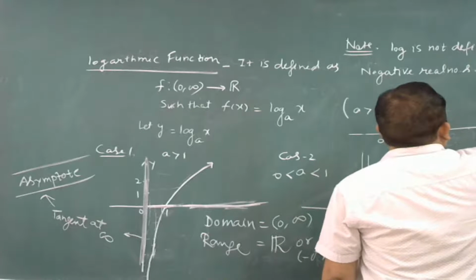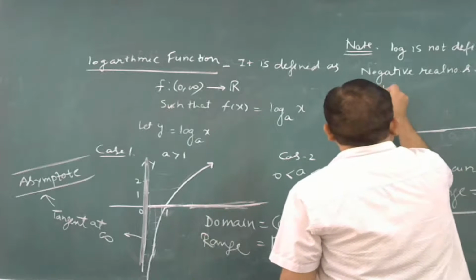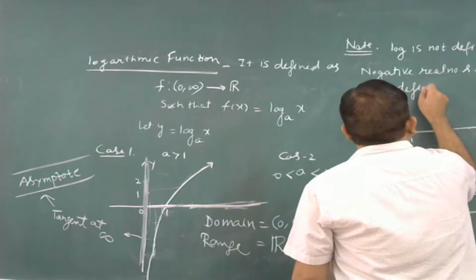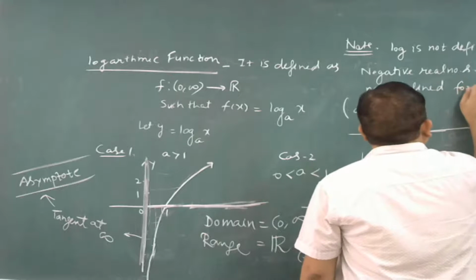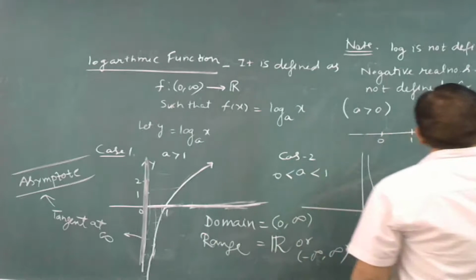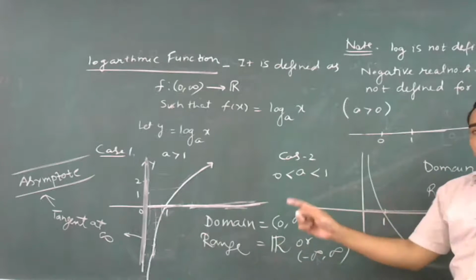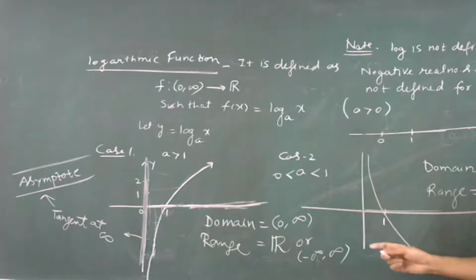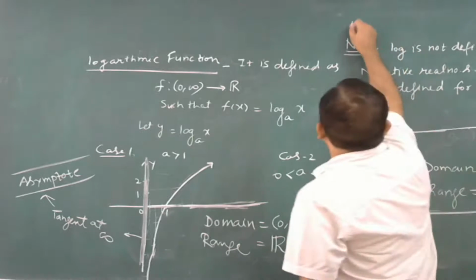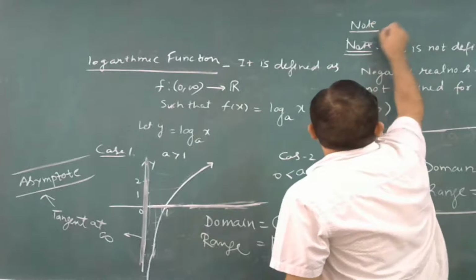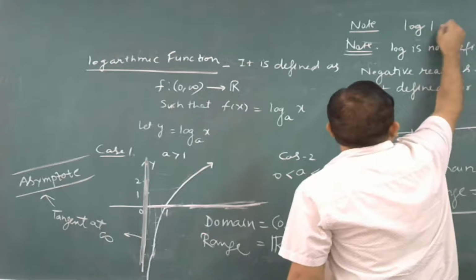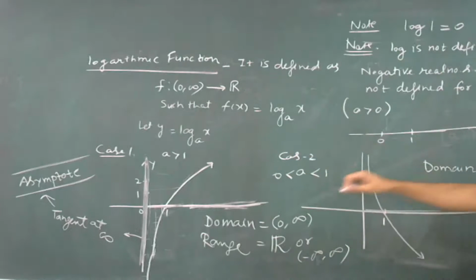Also not defined for 0. Okay, and if you see, in both the cases it meets the x-axis at 1. It means log 1 is 0. So this is also as a note can be remembered that log 1, whatever be the base, either case 1 or case 2, it is always 0. Log 1 is always 0.